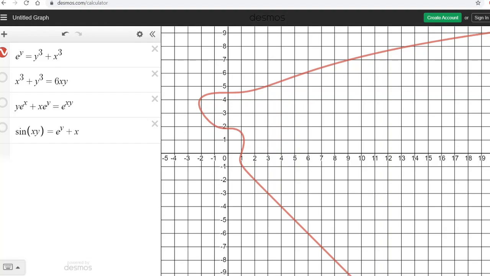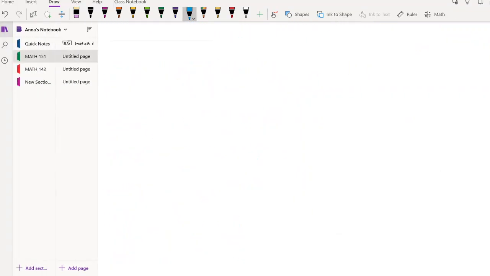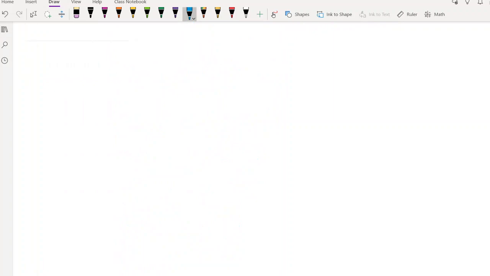Okay, so let's do another. So we're going to now get into some more complicated examples. And so we're going to do, let's see, 1, 2, 3, 4 examples. So, at any point, if you feel like you're getting the hang of it, I would definitely recommend pausing the video and trying it yourself and then coming back and seeing how it went.